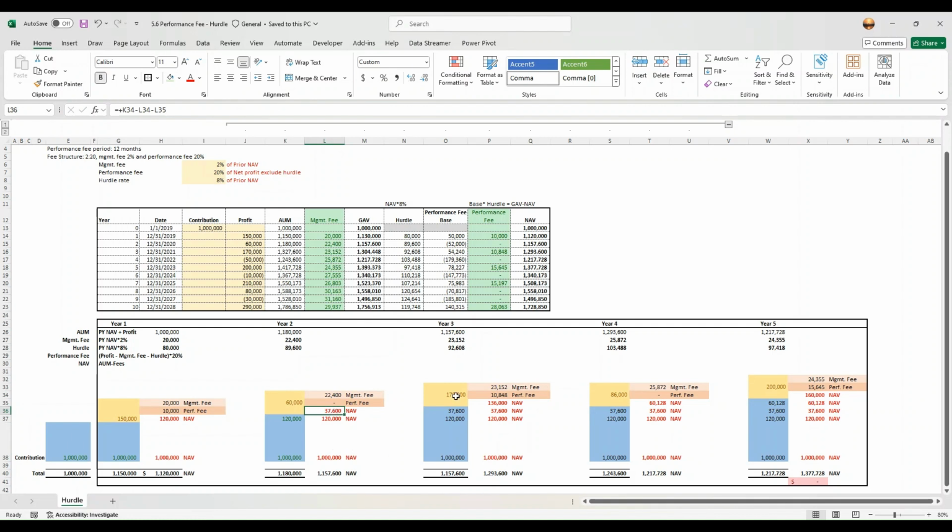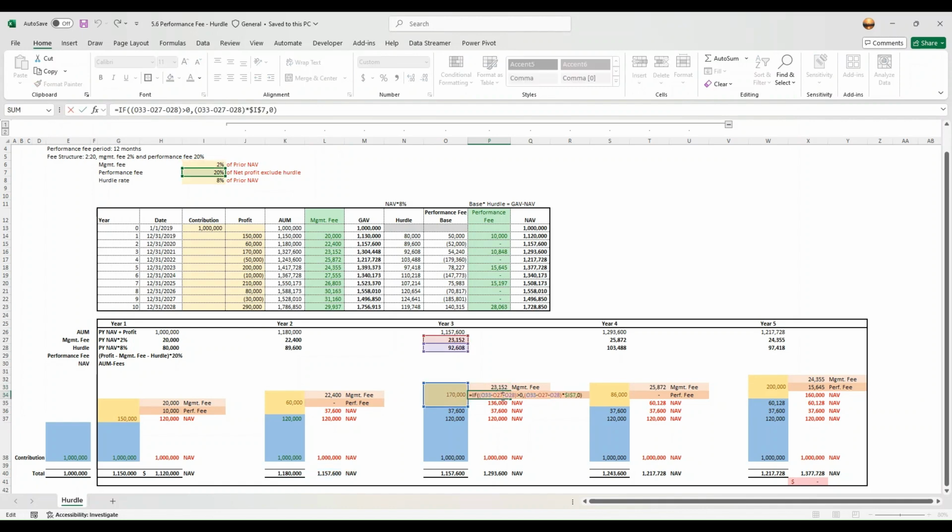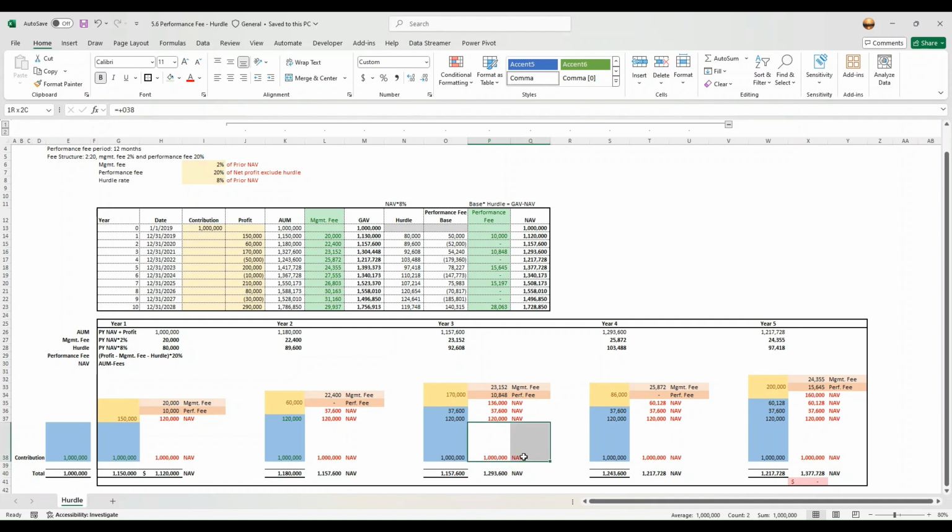In the third year, we have a larger profit now, and we're going to have enough money to cover the management fee and enough money to cover the performance fee. In this situation, the leftover again will roll to NAV and accumulate to the next year. At this point, you can tell for the NAV, we have this original contribution, and we have the NAV rolled from prior years after the performance fee or no performance fee. So year 4 and year 5 become very straightforward.